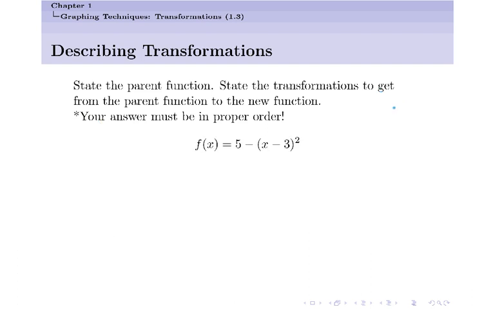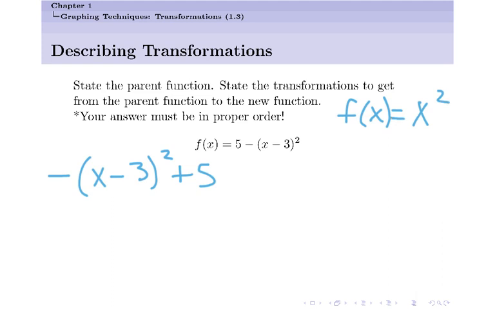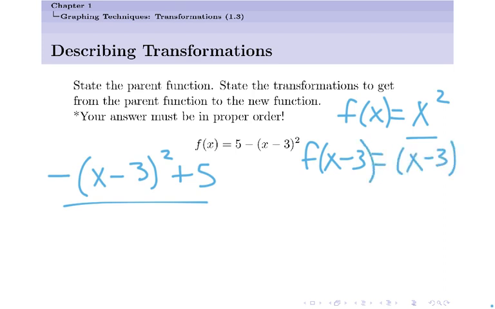All right, again, proper order. A lot of students like to rewrite this so it looks more familiar to them. What kind of 5 is that? Plus 5. Now we need to identify our parent function. Our parent function is just going to be x squared. Okay, so now how do I get from here to here? Well, I replace my x with x minus 3. Wherever I see an x, I replace it with x minus 3.